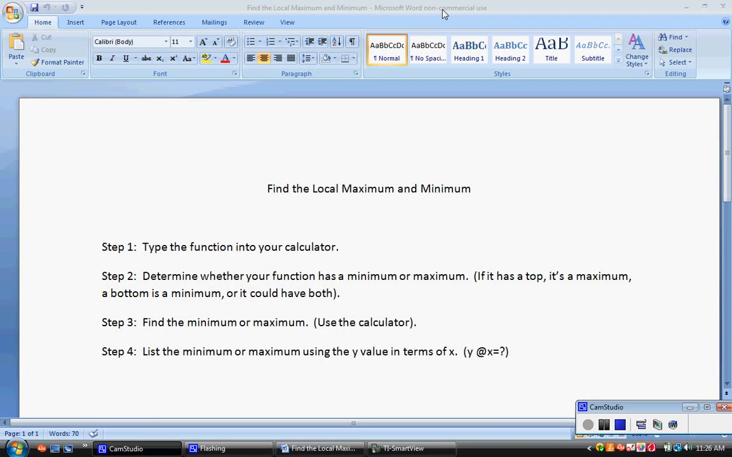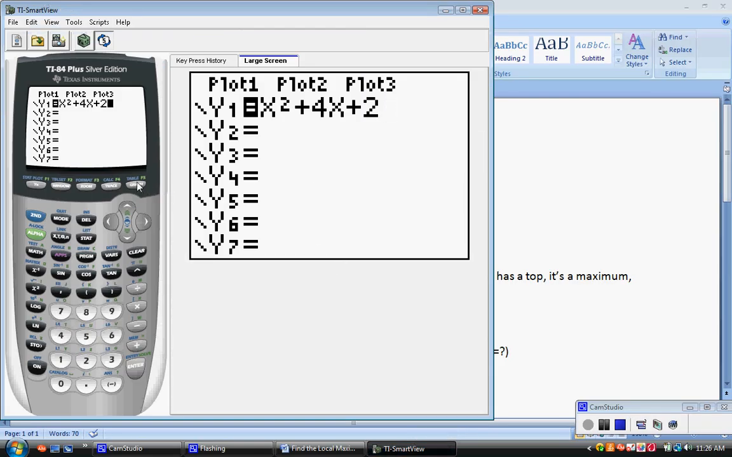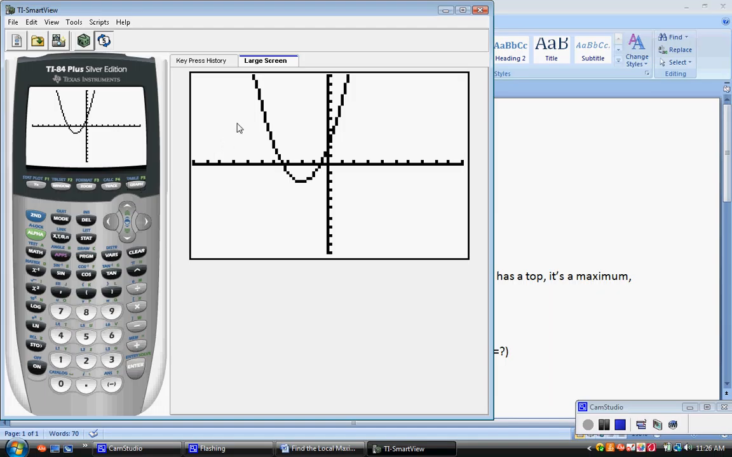Step 2 says to determine whether your function has a minimum or a maximum. If it has a top, it's a maximum, and a bottom is a minimum, or it could have both. Let's take a look at ours. If we hit graph on our calculator, usually in the standard window, we can see on our function that we have a bottom to it. So this function would have a minimum.